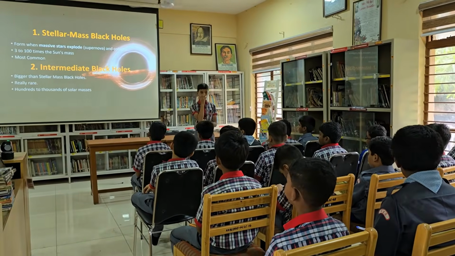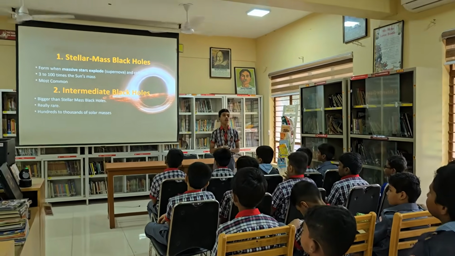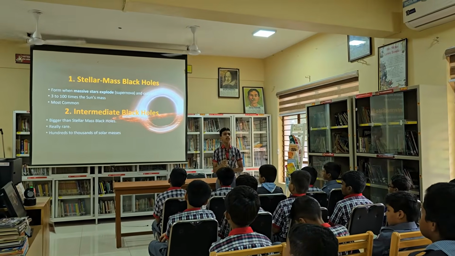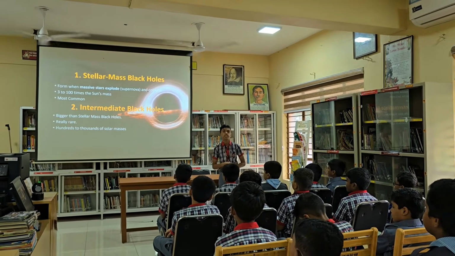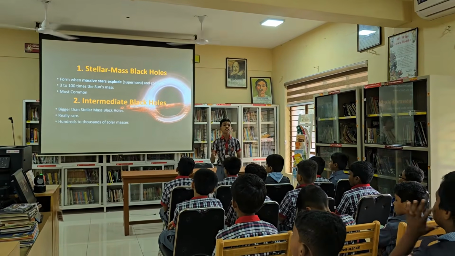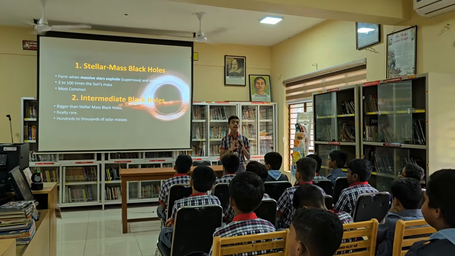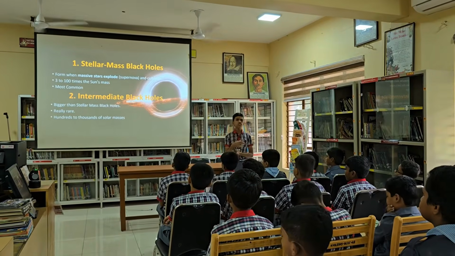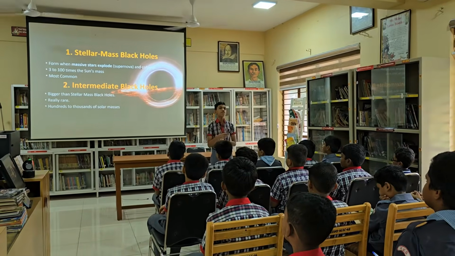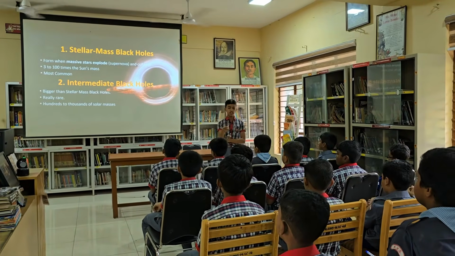Now that we know what a black hole is, let's look at the types of black holes. Stellar mass black holes. These black holes are the smallest and the most common type of black holes. They are only 3 to 100 times the sun's mass. The second type of black hole is intermediate black holes. They are bigger than stellar mass black holes, but they are really rare. They are hundreds to thousands of times the sun's mass, and they are usually found hiding in star clusters.